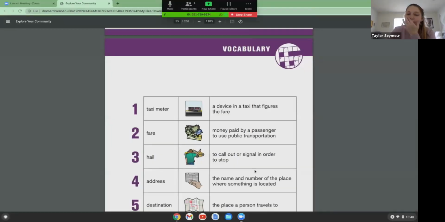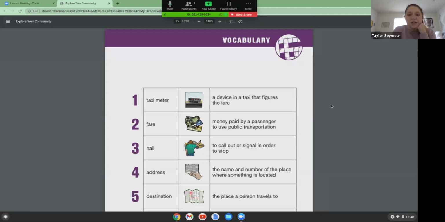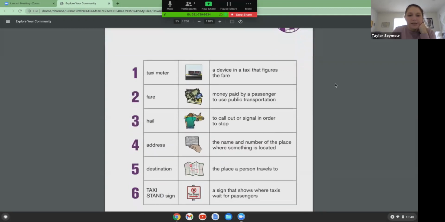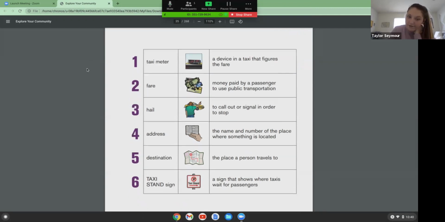So today we are going to be continuing this taking a taxi chapter. So first, let's review our vocabulary. So number one is taximeter, and that is a device in a taxi that figures out the fare. So it's going to calculate how much you have to pay the taxi driver.